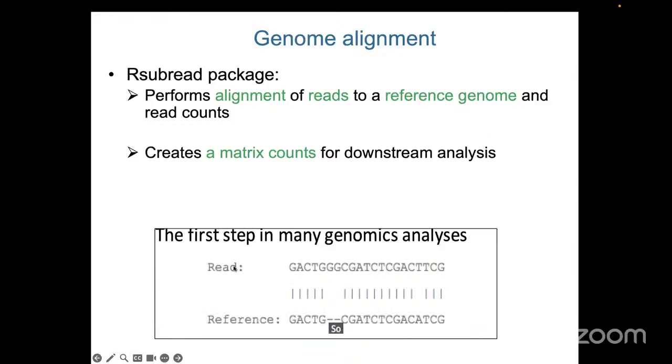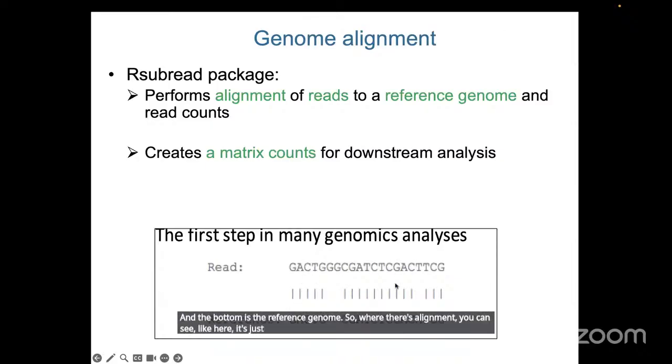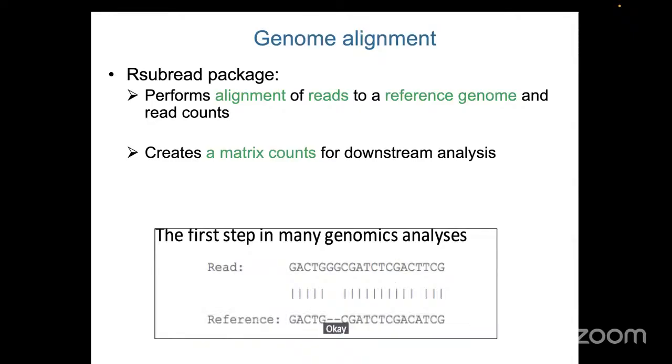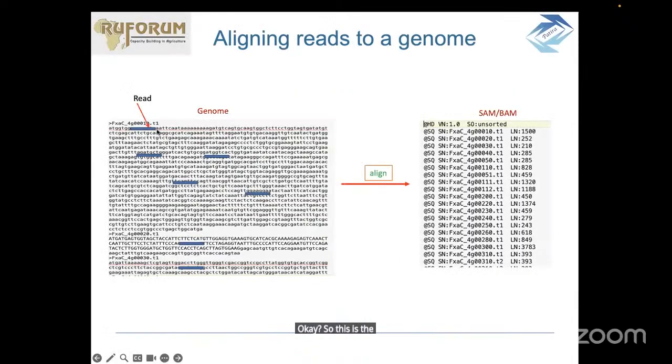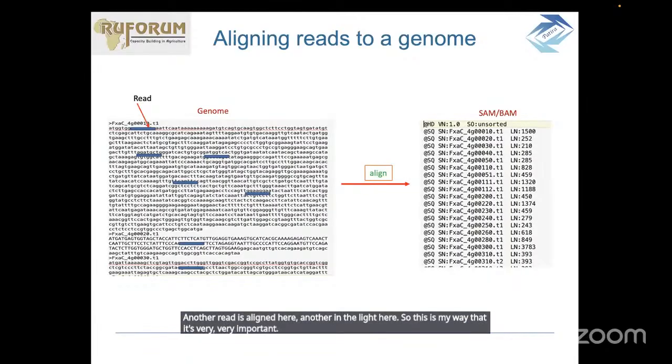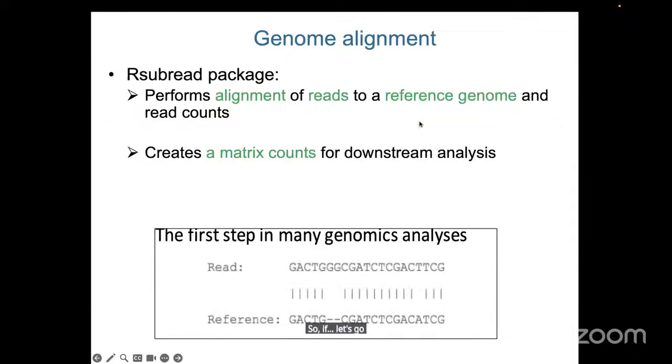So basically, the top is your reads, and the bottom is the reference genome. Where there's alignment, you can see, like here, it's just the same like we did, okay? So this is the cartoon. This read one is aligned here. Another read is aligned here, another read aligned here. So this is now where it's very, very important where the index comes from. So let's go back here.